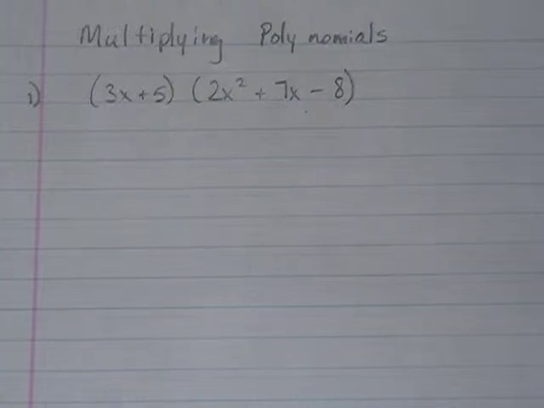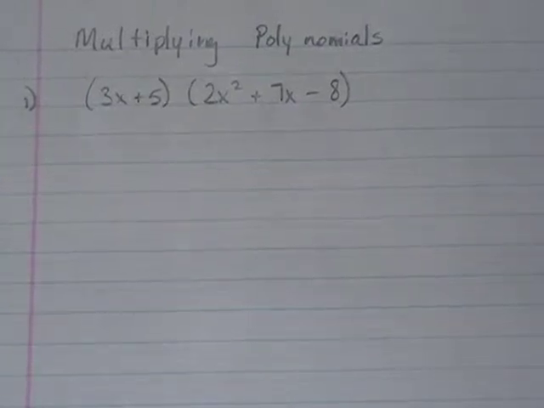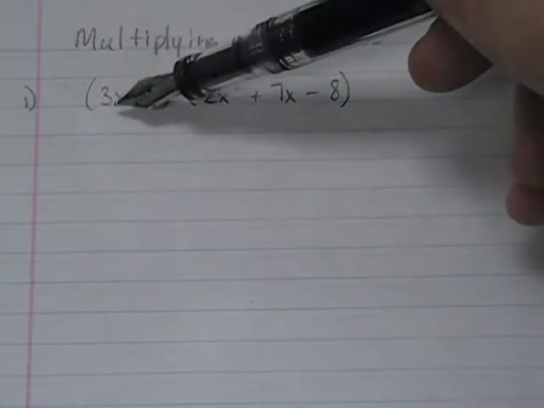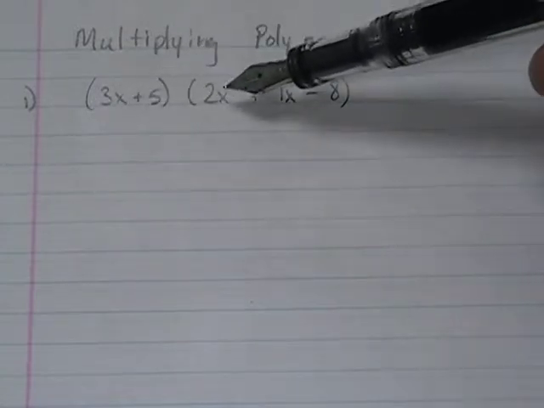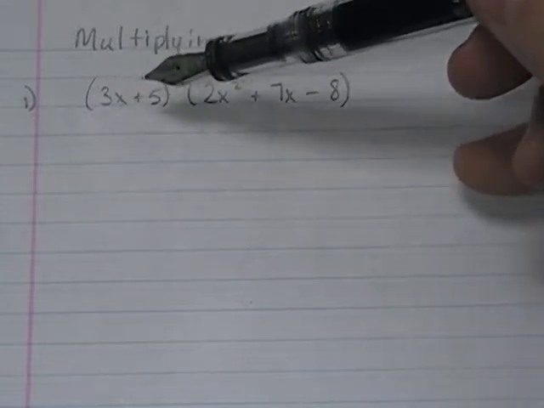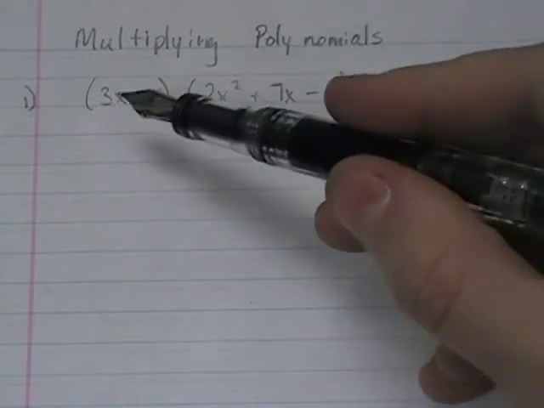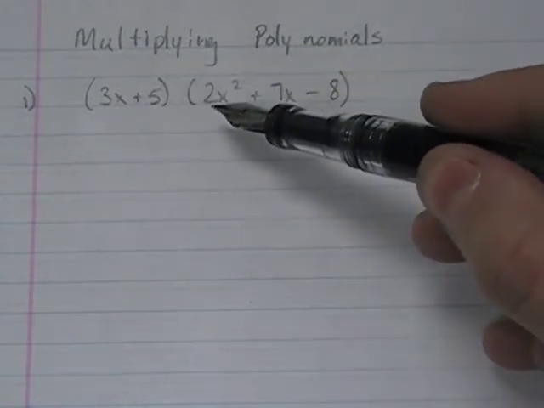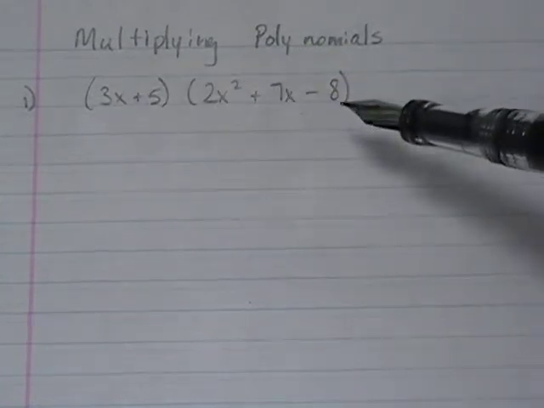So today we're going to be multiplying polynomials using the distributive method. And the distributive method is basically that you're going to take a term from the first polynomial and you're going to distribute it to the entire second polynomial. And you'll do this with each term of the first polynomial. You distribute each of these terms to every term in the second polynomial.